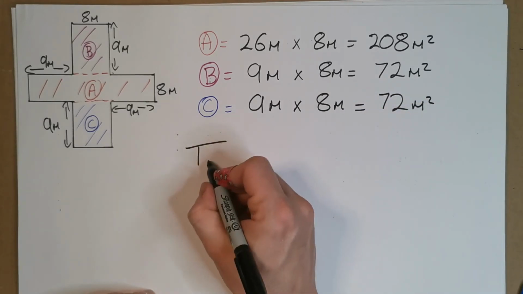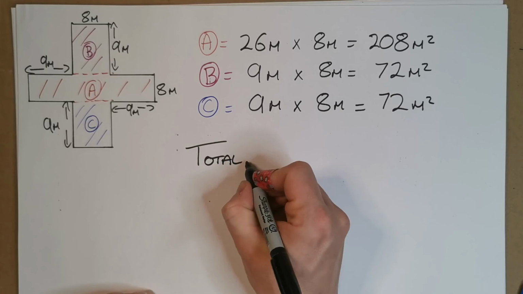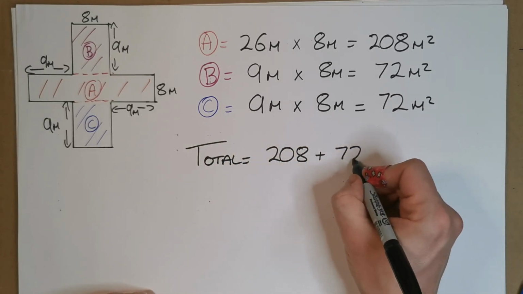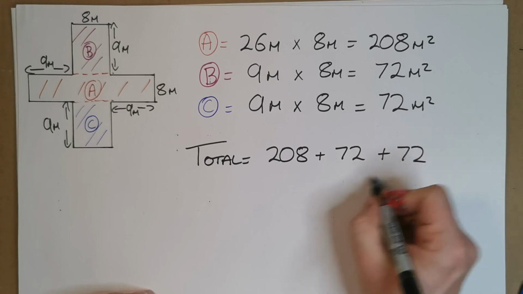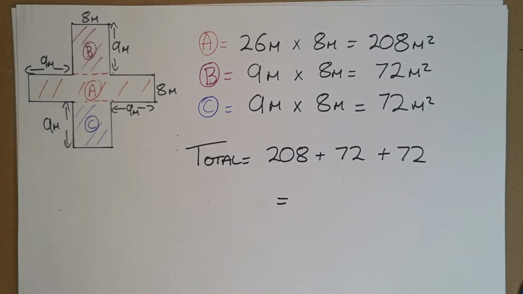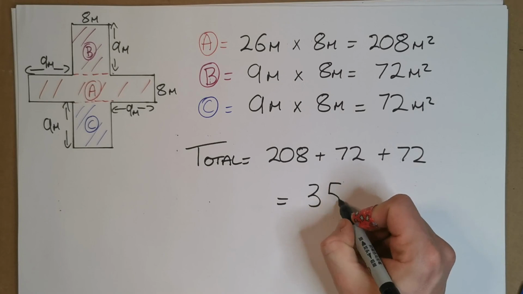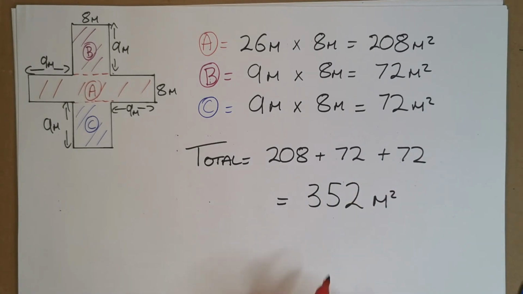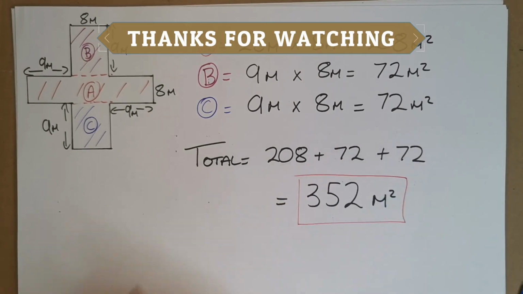So our answer is going to be 208 plus 72 plus 72. I didn't write in the units here, but I'll make sure to write them at the end. So we get our answer of 352 meters squared. If you got both of them from the start of the video, well done, and you're on your way.